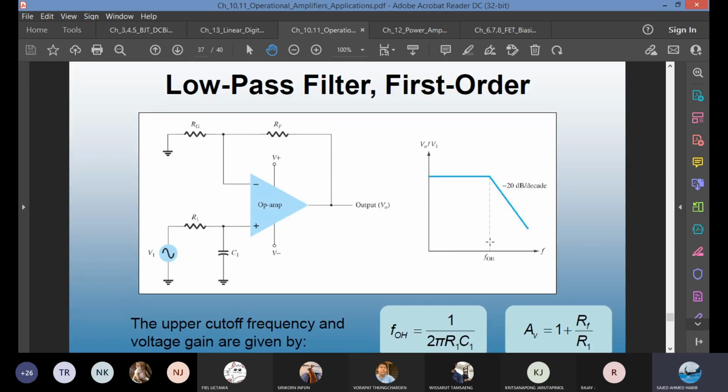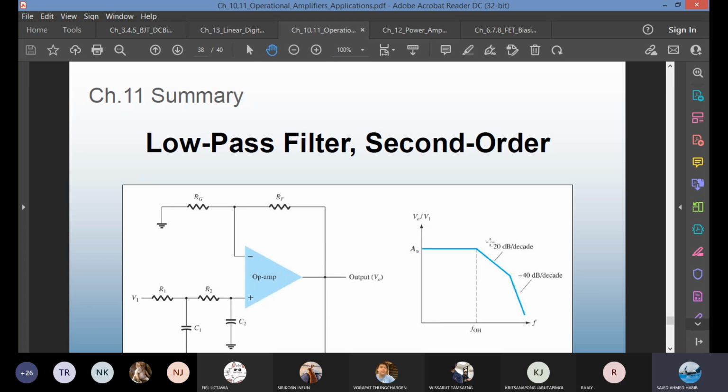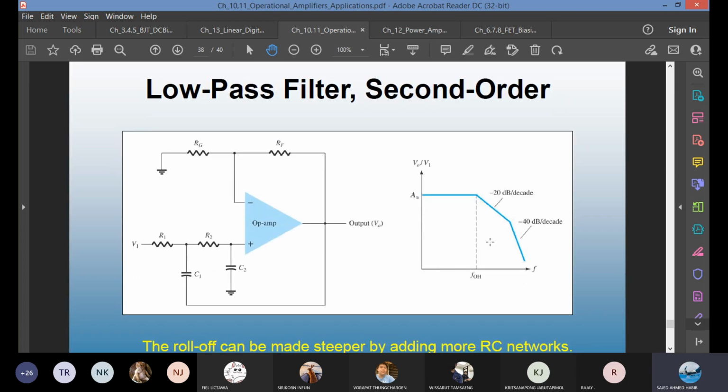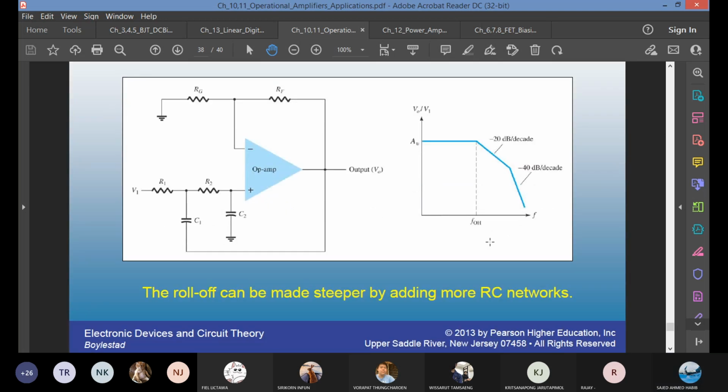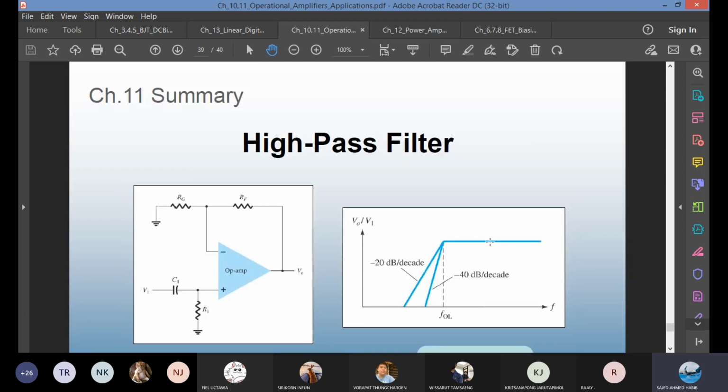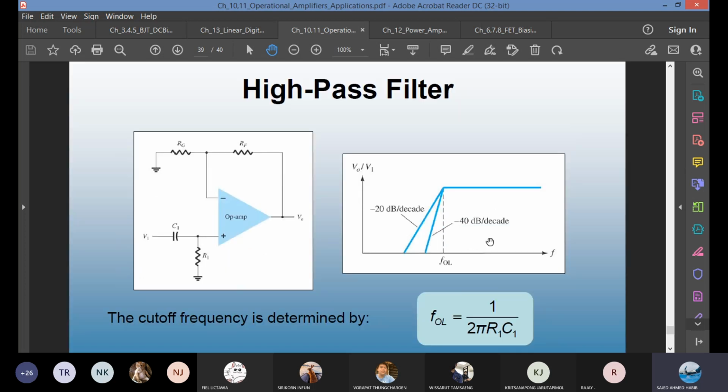This is a low pass filter, so RC. If you want to make your curve steeper, you can add a second RC stage. Usually R1, R2, C1, C2, sometimes they take the same value. For a high pass filter, same case, but for a high pass, C comes first, R comes later. That's the high pass. The equation is the same.